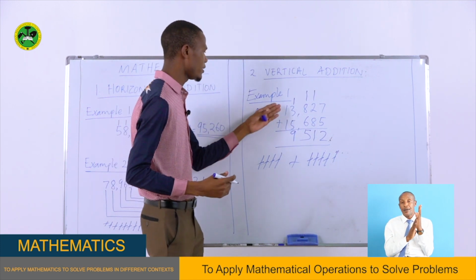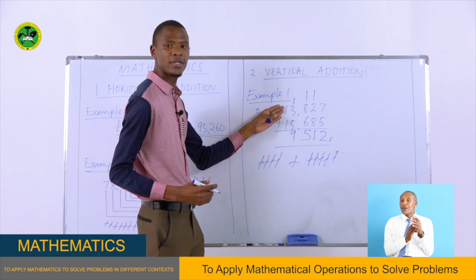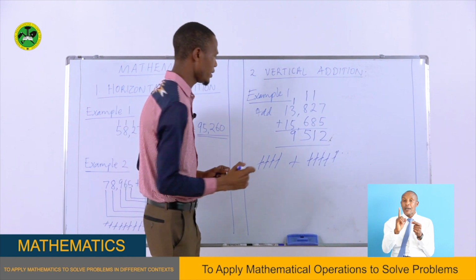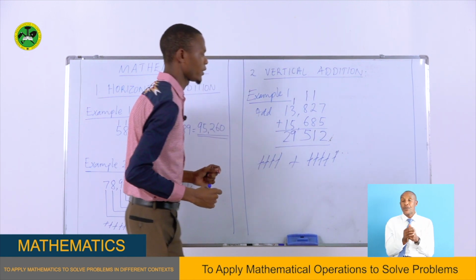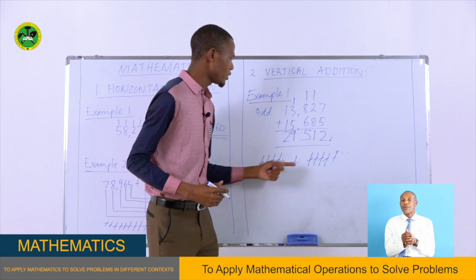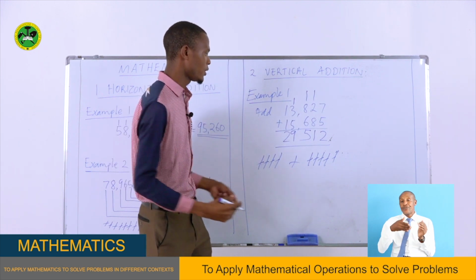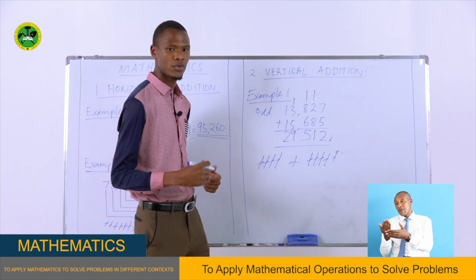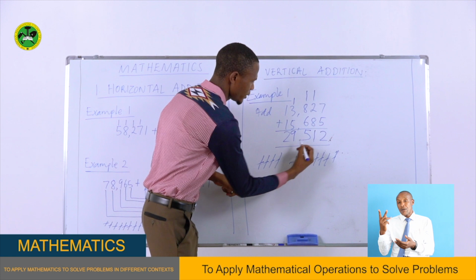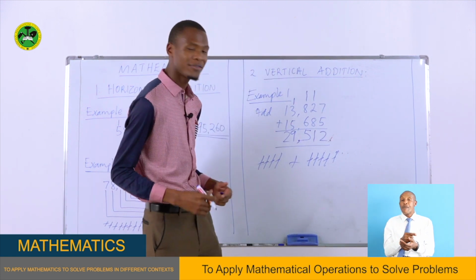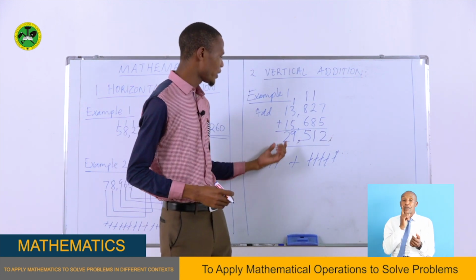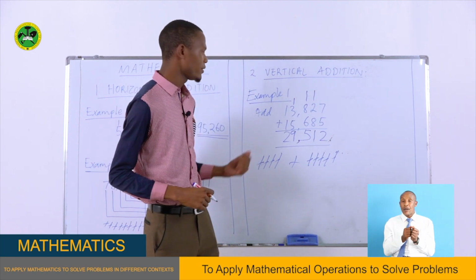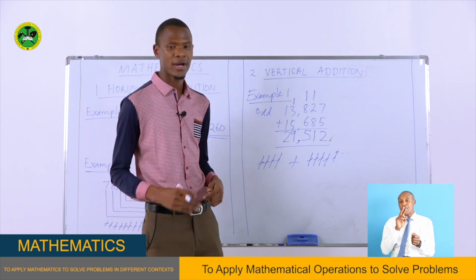And lastly, in the place of 10,000s, we have 1 plus 1. So 1 plus 1 equals 2. Therefore, after finishing, we need to separate these digits. You count 3 digits from the right-hand side, and then you separate them with a comma. So 1, 2, 3, then you put a comma. Therefore, our answer is 29,512. Let us see the second example on vertical addition.